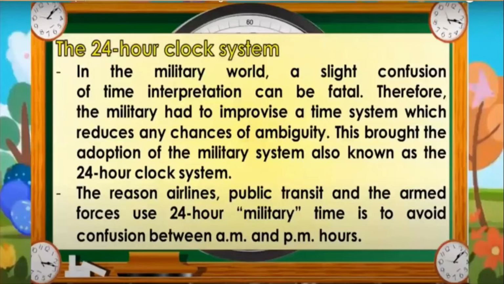For the 24-hour clock system, in the military world, a slight confusion of time interpretation can be fatal. Therefore, the military had to improvise a time system which reduces any chances of ambiguity. This brought the adoption of the military system, also known as the 24-hour clock system. The reason airlines, public transit, and the armed forces use 24-hour or military time is to avoid confusion between AM and PM hours.